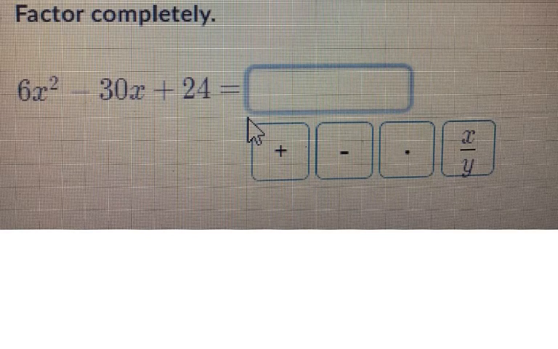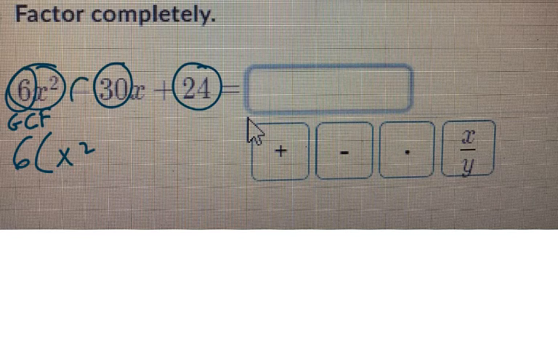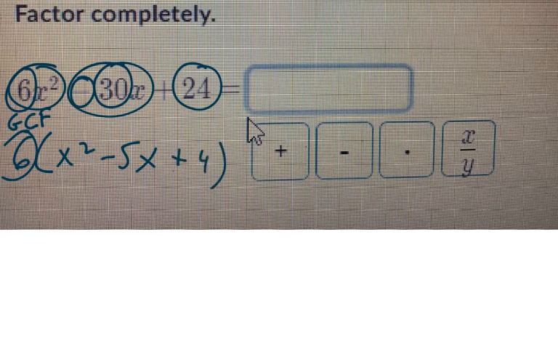Now, this is a tricky one only because, look at the numbers, guys. This time, we're going to divide by 6. Don't just divide by 3. Divide by 6, right? The greatest common factor. So x squared times 6, of course, is 6x squared. Watch your minus. Minus 5x times 6 is minus 30x. Plus 4 times 6 is 24.